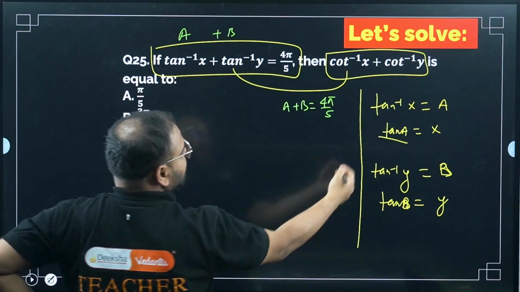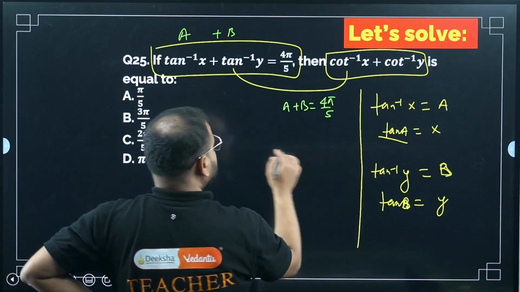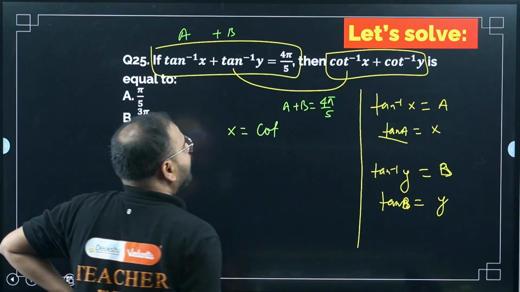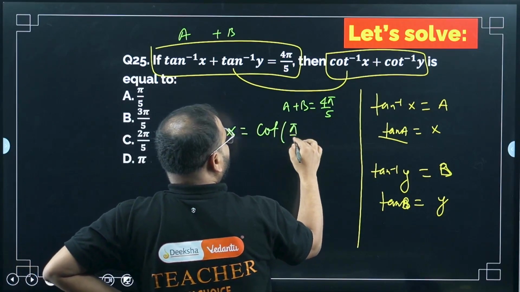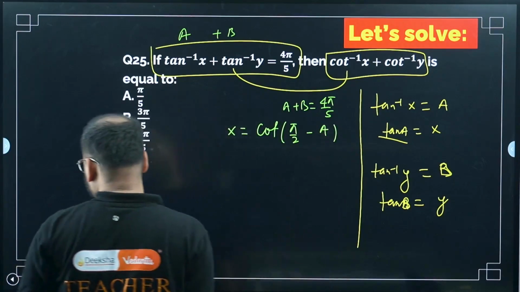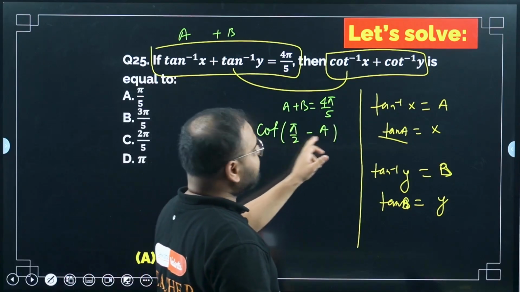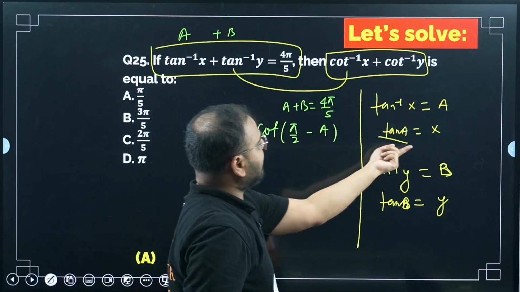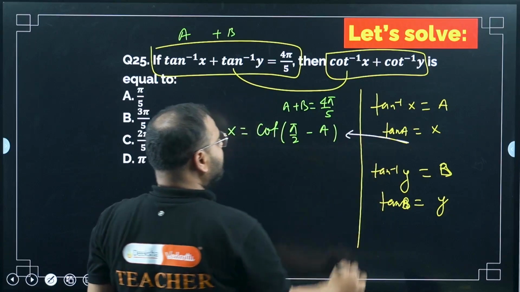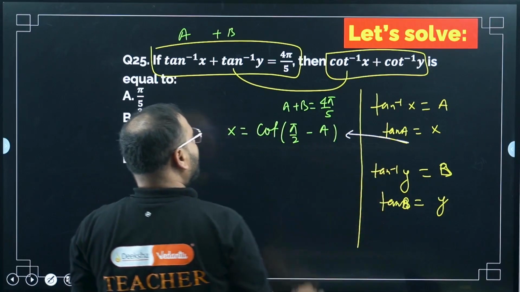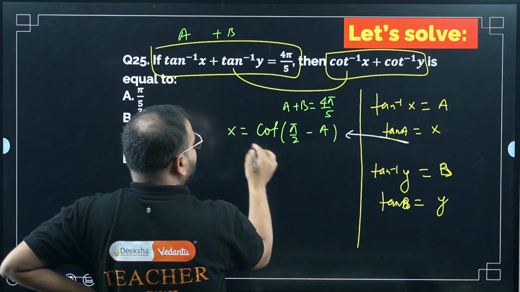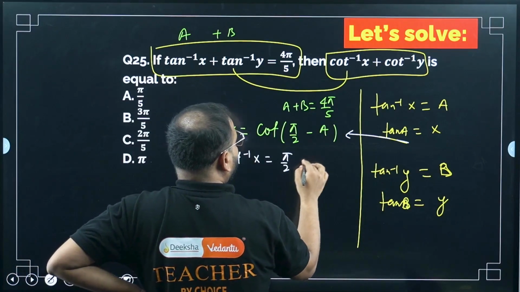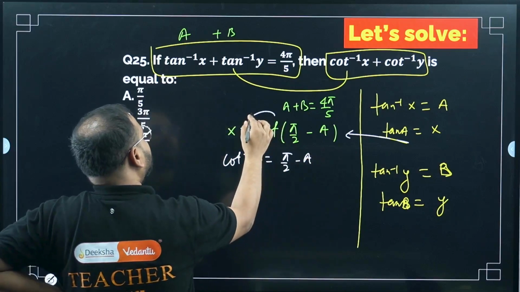How will I write tan in terms of cot? I can write x equals cot of pi by 2 minus A. Please check here: cot of 90 minus theta is nothing but tan theta, correct? So I'm rewriting tan as cot of 90 minus A. Tan A is cot of 90 minus A. So in the same way, cot inverse of x will become pi by 2 minus A.